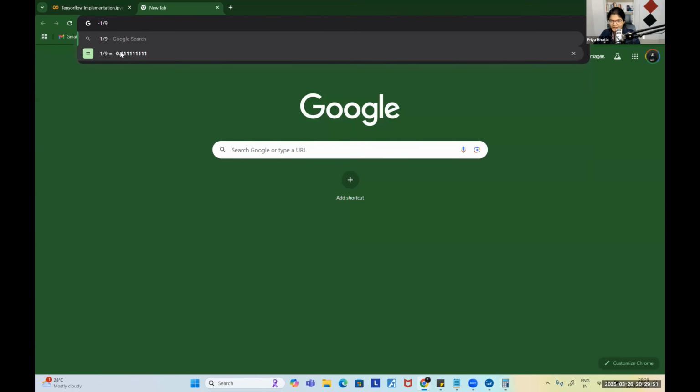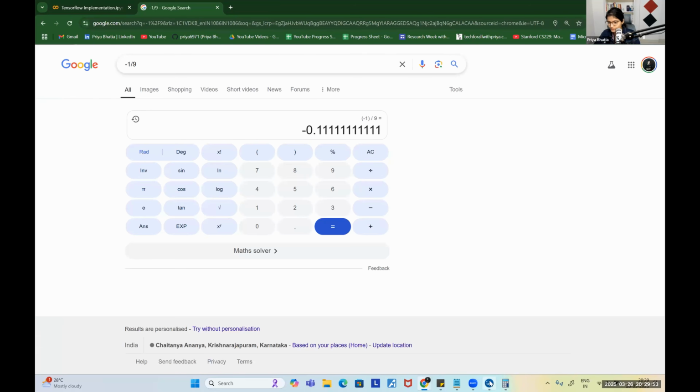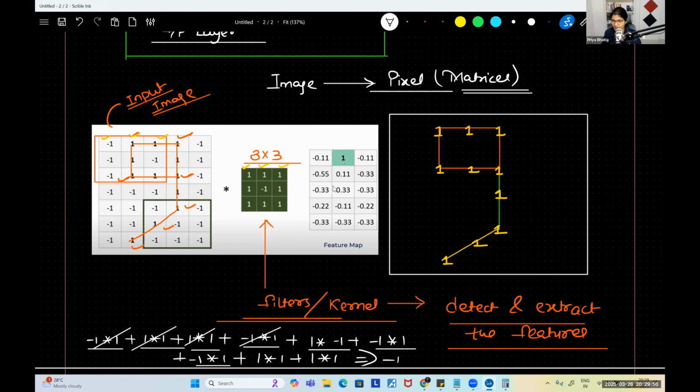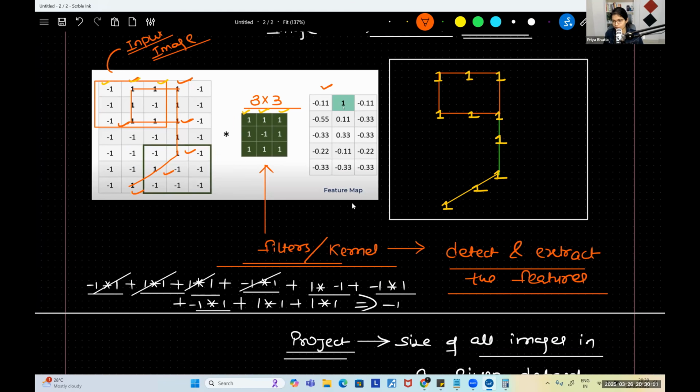If you can see, minus 1 divided by 9 is negative 0.11, which is the specific value. Whatever value you get, for example here it is minus 1, will be normalized. How? You divide it by the count of the filter values. 3 cross 3 is the filter size, 3 into 3 is 9, so you have 9 values in the filter. Minus 1 divided by 9 is minus 0.11. In this way, you get the very first value, which is 0.11.